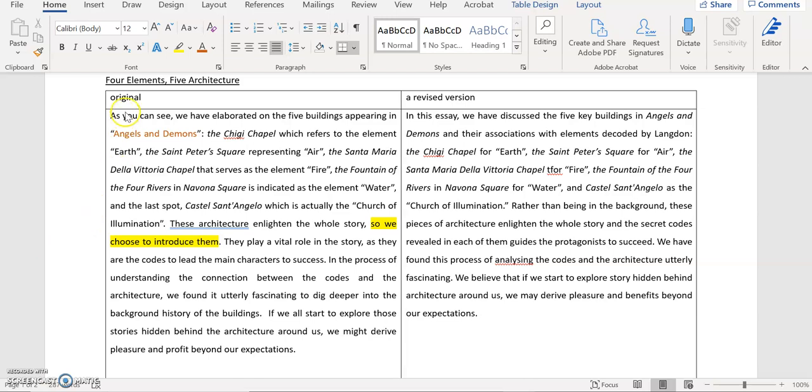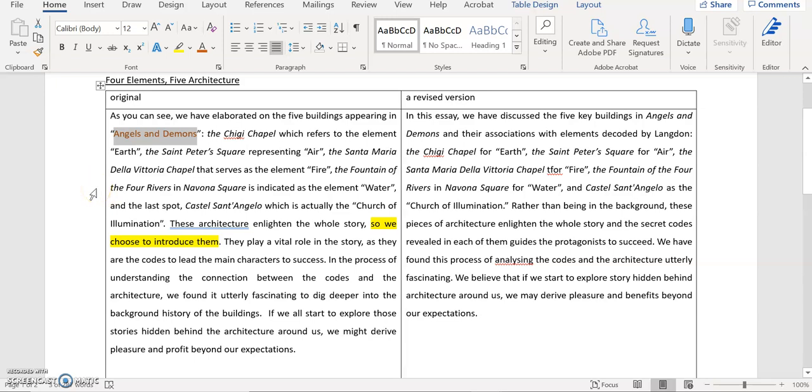So Angels and Demons, that's the book title, so generally speaking, you need to put that into italics. And then there's a list of 5 buildings or 5 pieces of architecture, including the Chigi Chapel, which refers to the element of earth, St. Peter's Square representing the air, the Santa Maria della Vittoria Chapel that serves as the element fire, the Fountain of Four Rivers in Navona Square is indicated as the element water, and finally the last spot, Castel Sant'Angelo, which is actually the Church of Illumination.